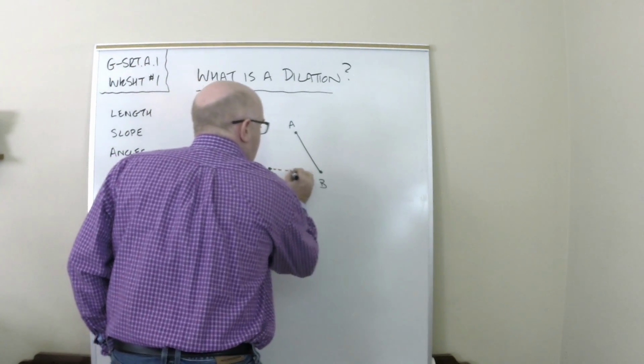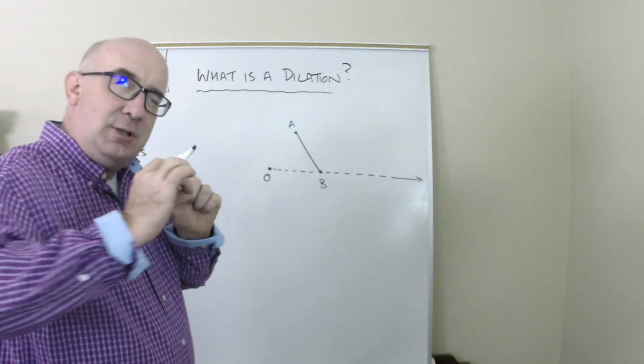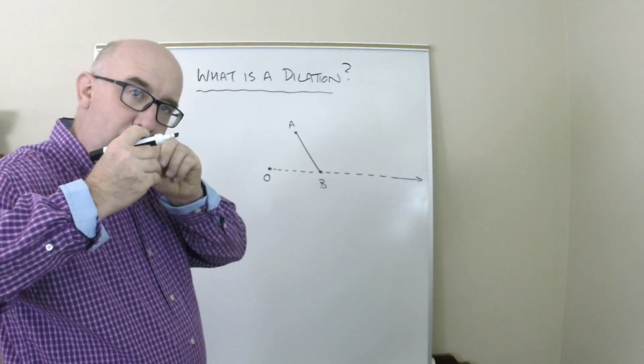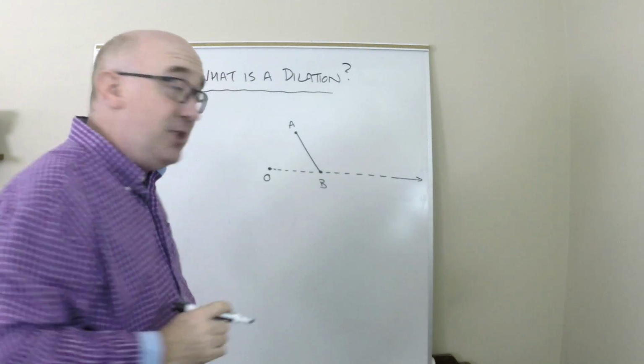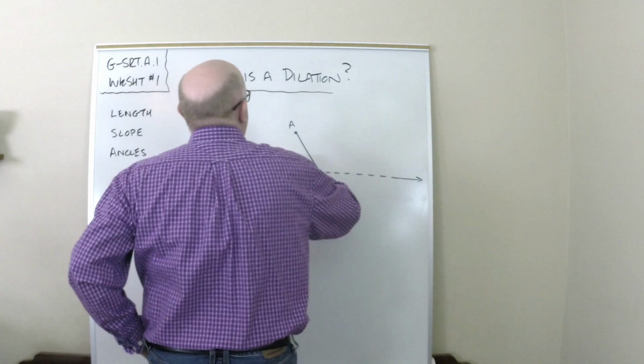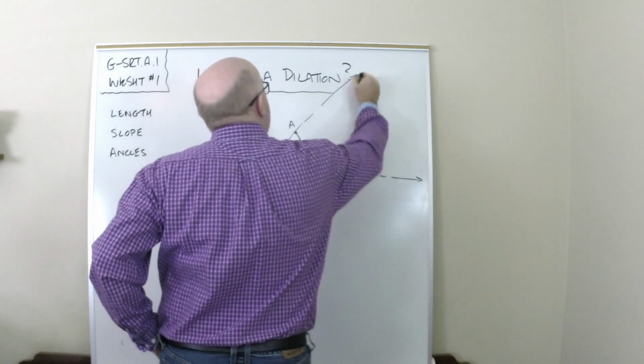The key of a dilation is that it dilates along rays. Things either move further away from the center or closer along each of the rays. So knowing that is a very important part of this.